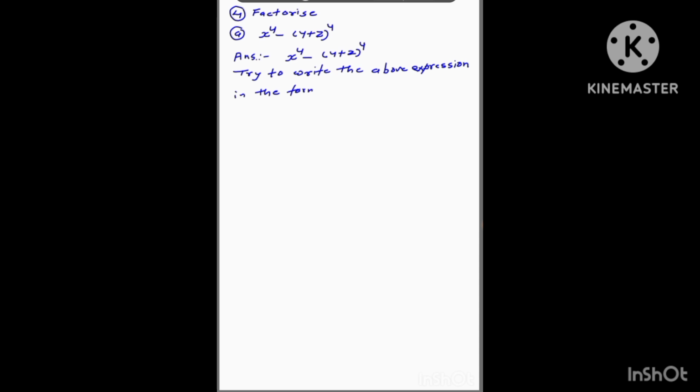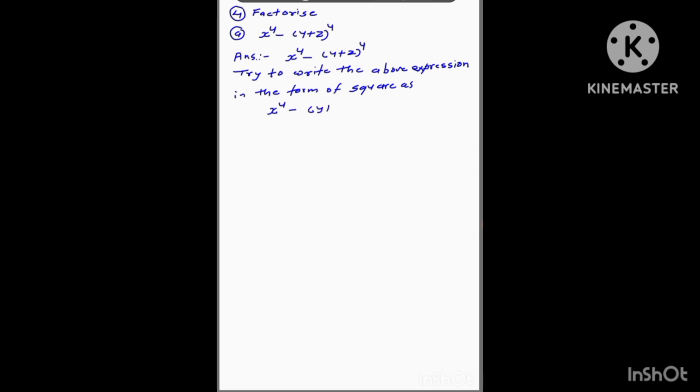Fourth one, factorize. Factorizing the expressions, polynomials, is very important for solving or multiplying or dividing. The first one, x raised to 4 minus bracket y plus z raised to 4. Answer. Rewrite this: x raised to 4 minus bracket y plus z raised to 4. Now try to express this in square form, because we have identity for square. Try to write the above expression in square, means raised to 2. So we have to use exponential laws. All these laws and all these identities should be known to you.